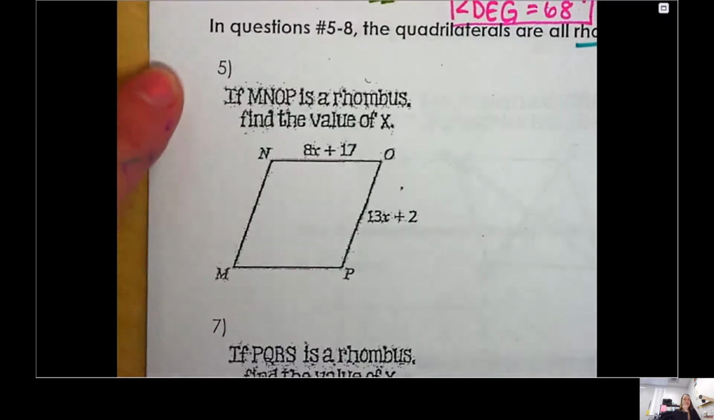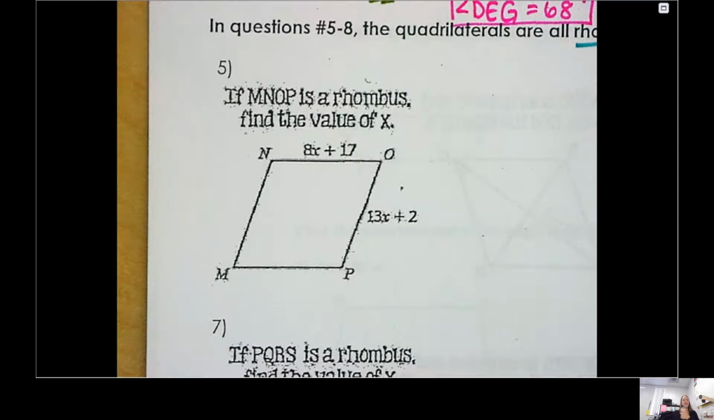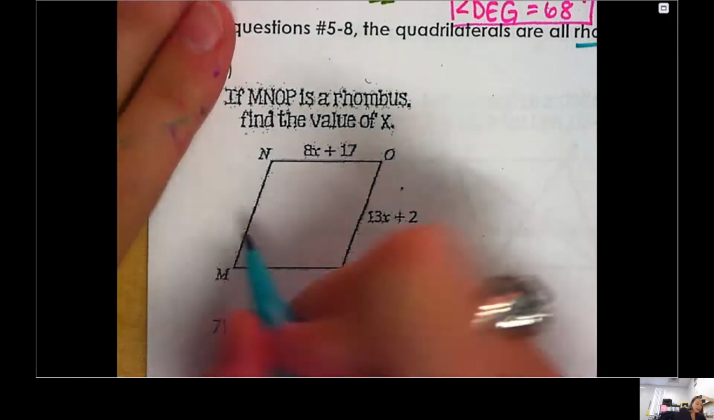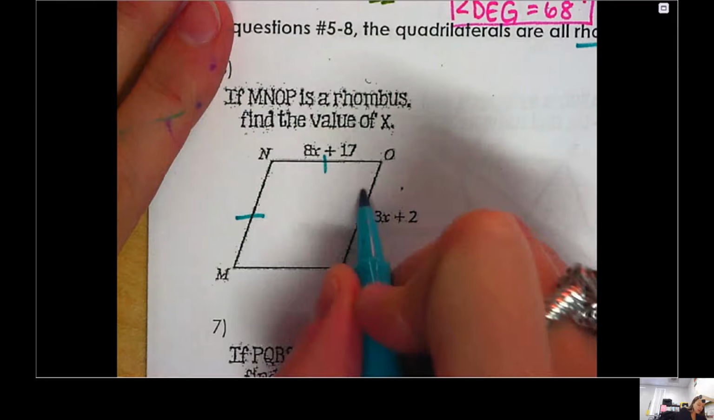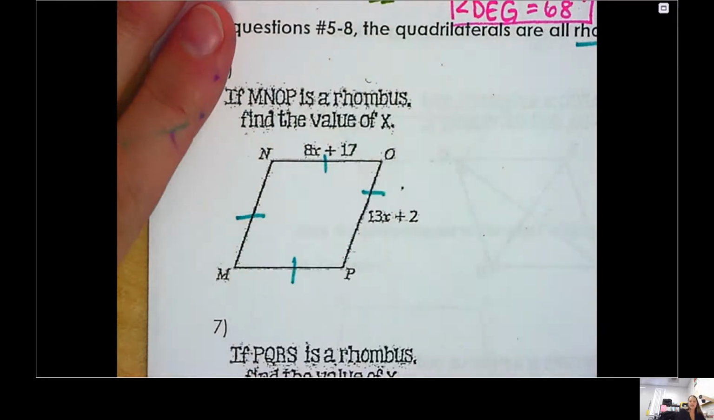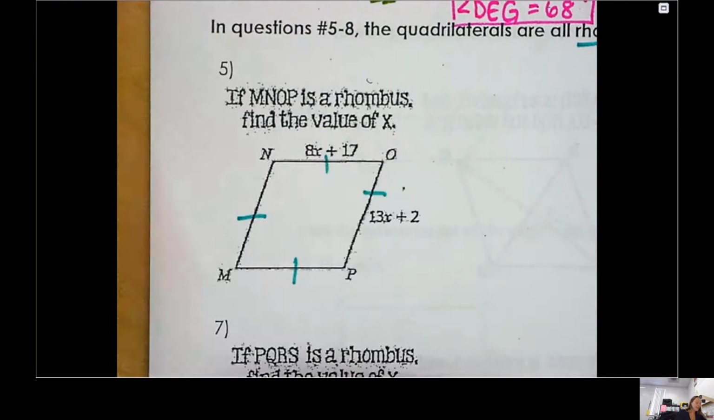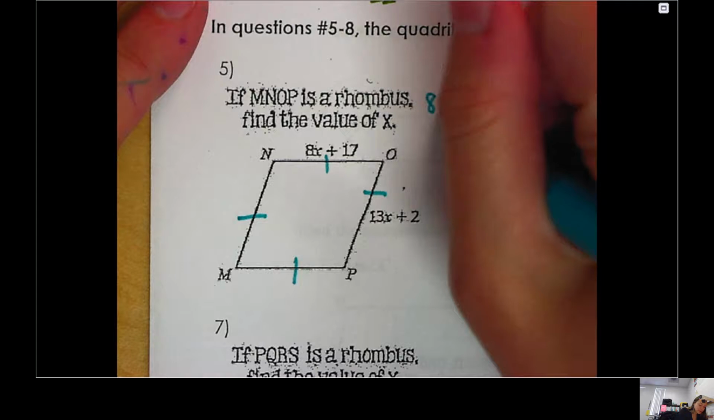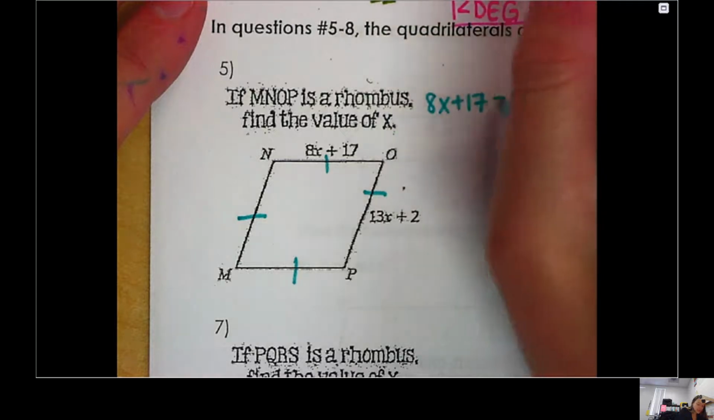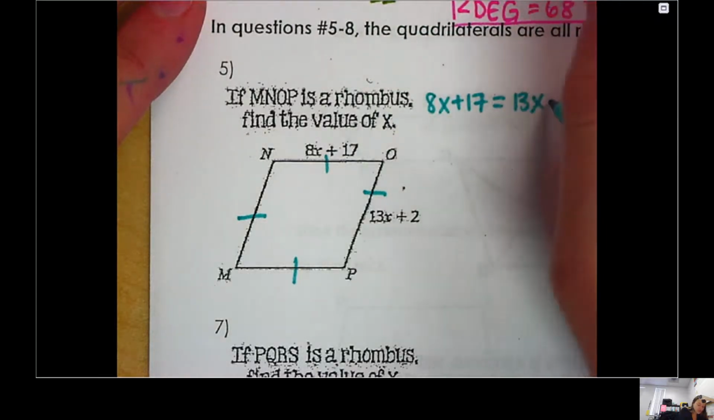So number 5 says, if this one is a rhombus, find the value of x. Now, both of these are on the exterior. I know that in a rhombus, the exterior sides are all congruent. They're exactly the same. So since they are congruent, I'm going to take these two equations and set them equal to one another. So my equation is 8x plus 17 equals 13x plus 2.